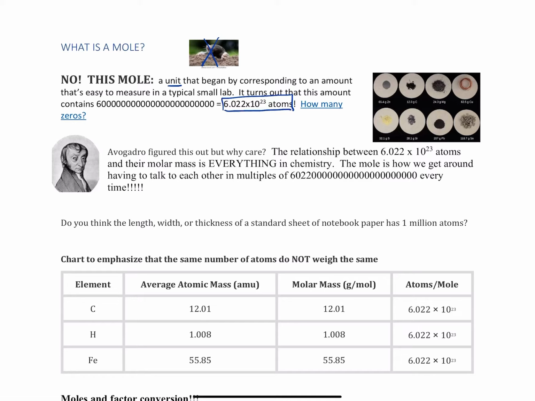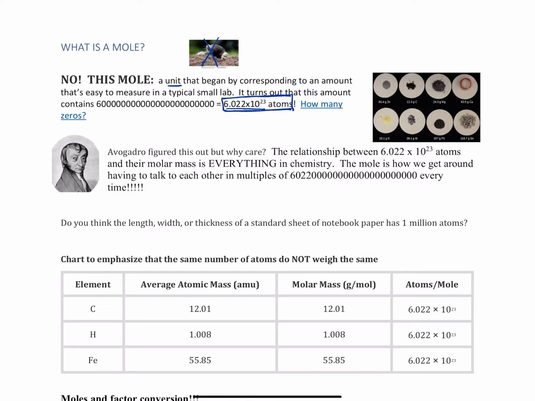Now, it doesn't just have to be atoms either. It can be this many molecules, we still call it a mole. It can be this many ions, it's still called a mole. This many formula units, it's still called a mole. This number of anything is called a mole of it.